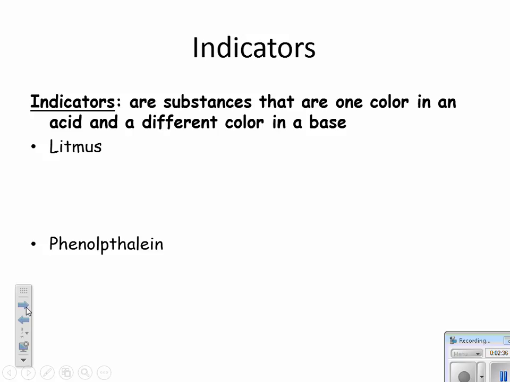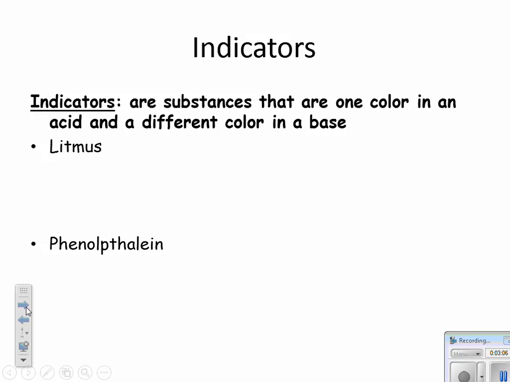Okay, so this is what an indicator is. An indicator is really a weak acid, and it is one color when it has its hydrogen on it, and that would be called the protonated form, proton, hydrogen. And it's a different color when the hydrogen is removed. And remember that when it goes into a base, the base is going to remove the hydrogen. That's called deprotonation, and that's going to change the color.